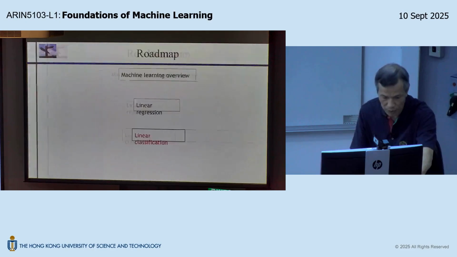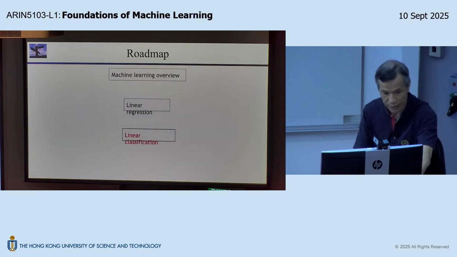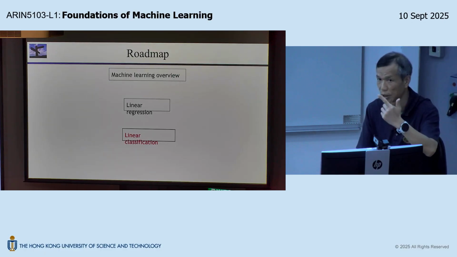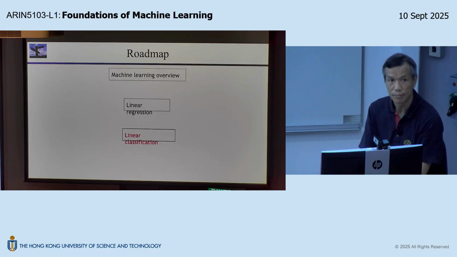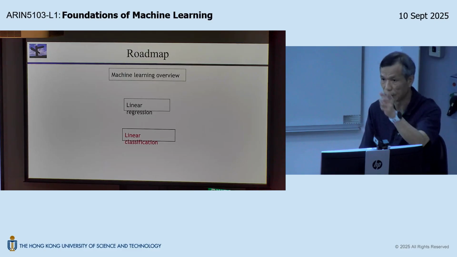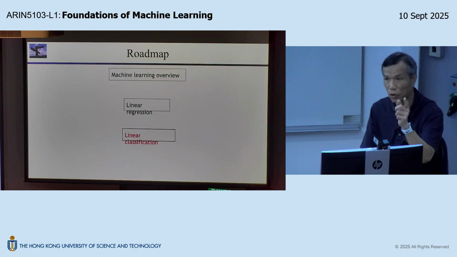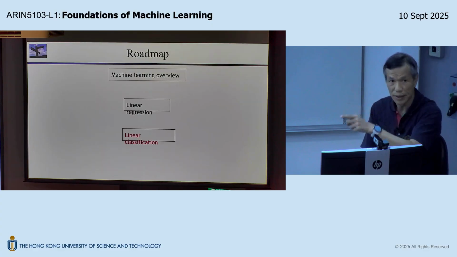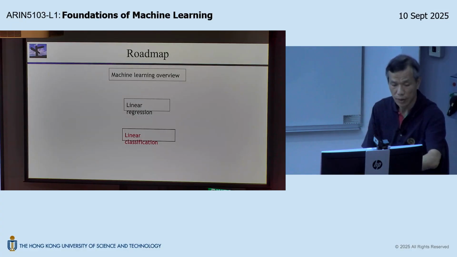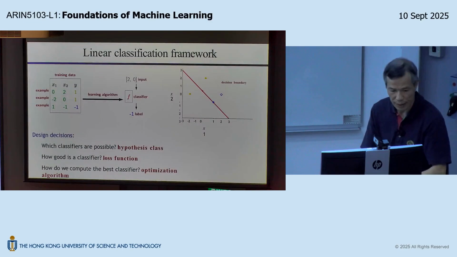So what about classification? For classification, again, this is very similar. Recall that the only difference between classification and regression is that you still have x, y. You still want to learn the mapping between x and y. The only difference is that for regression, the y is a number, whereas for a classification problem, the y is a label. Okay, so an example is like this.